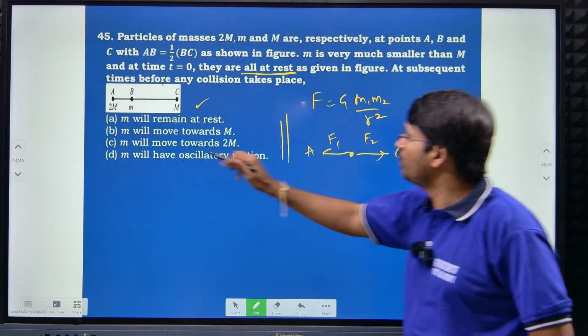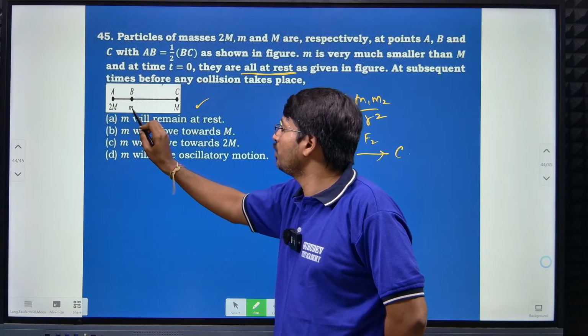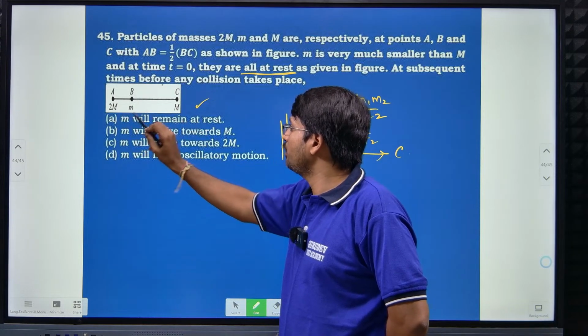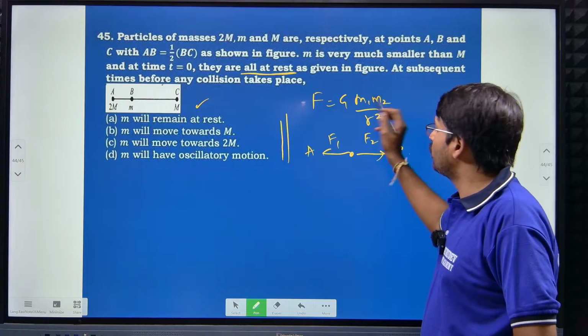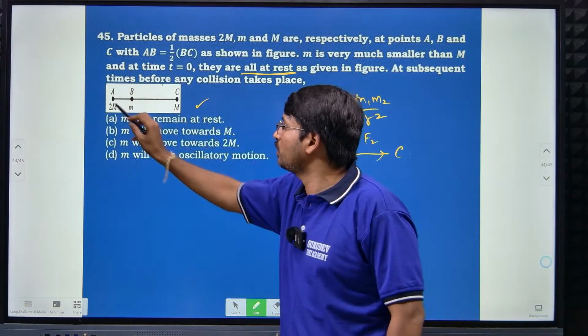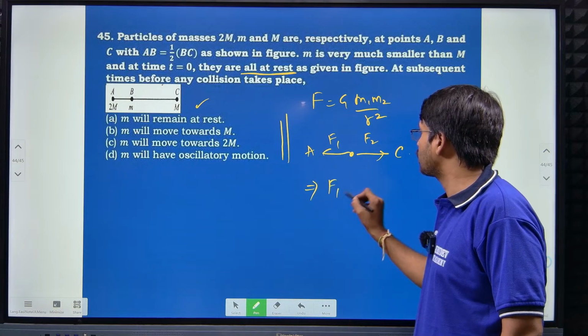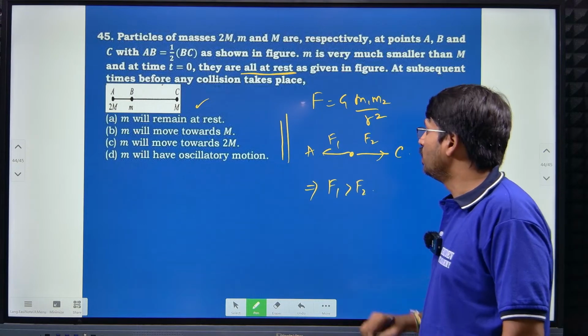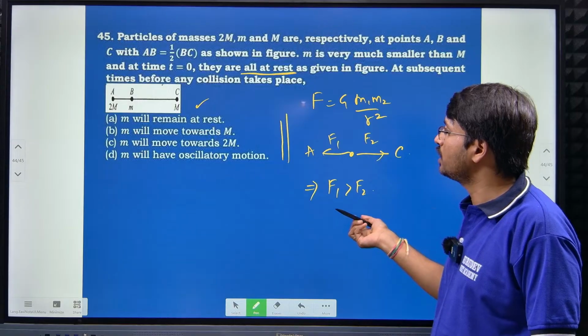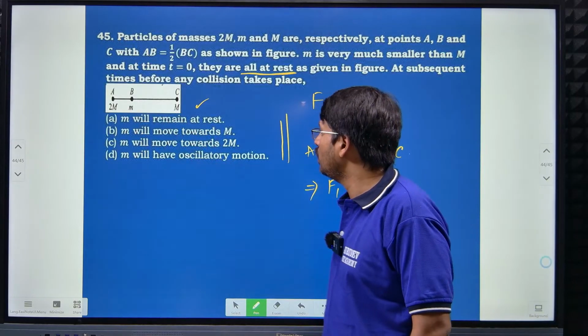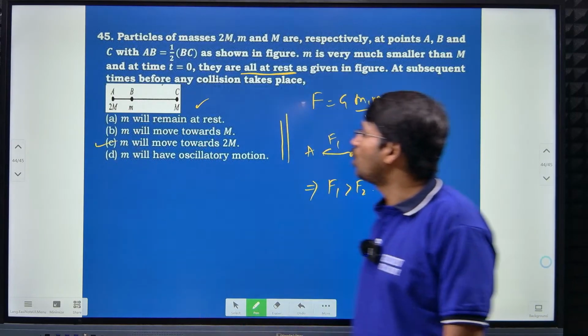Also, if you look at the product, 2m into m here, and the mass product for the other is m into m, so the product m1 m2 is also greater for this particular pair compared to this. Therefore we can conclude that F1 is greater than F2. If F1 is greater than F2, this m will be moving towards the 2m, so that is option C.